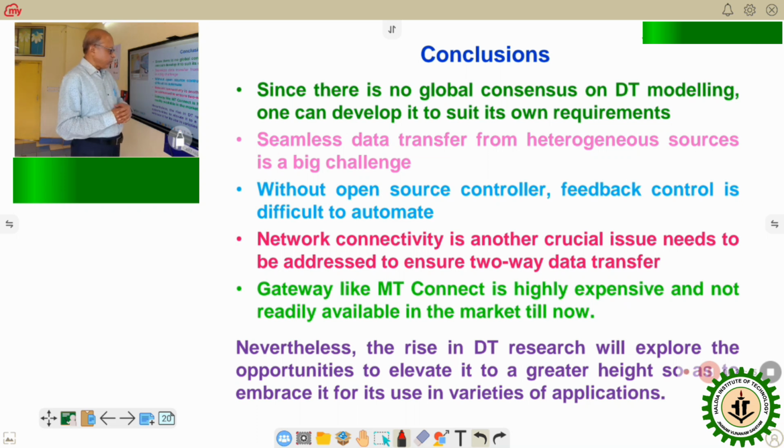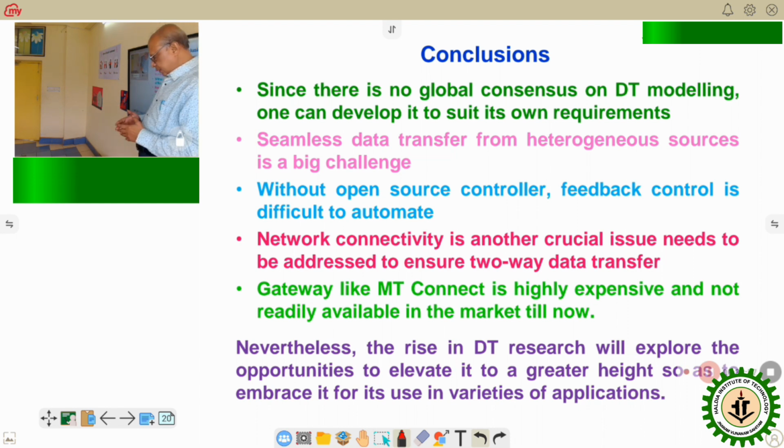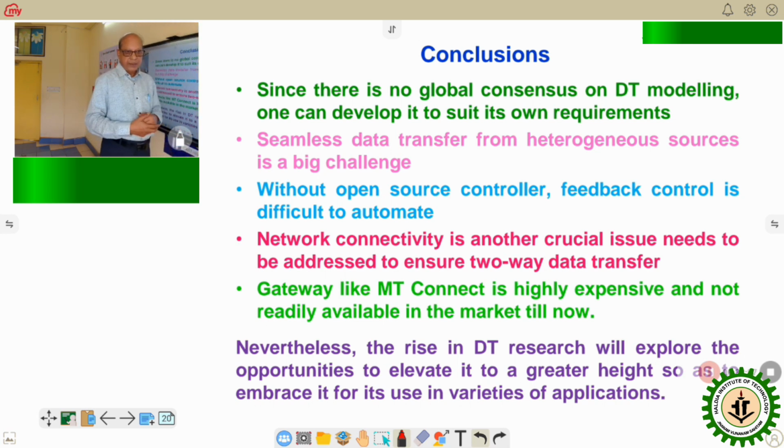Without an open source controller, feedback control is difficult to automate. Particularly, this third point is extremely relevant in the case of CNC machine tools, because machine tool controllers are usually proprietary in nature. That implies they will not allow any external commands to be implemented. So that is a challenge. In that case, the controller should be an open controller type, so that it will allow external commands to execute.